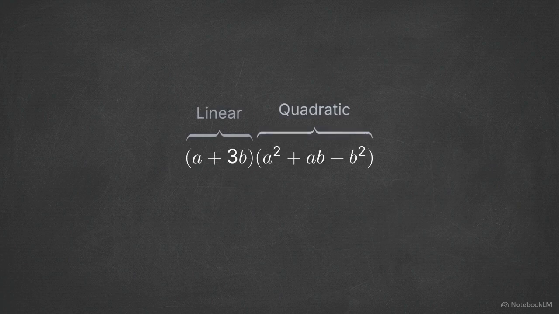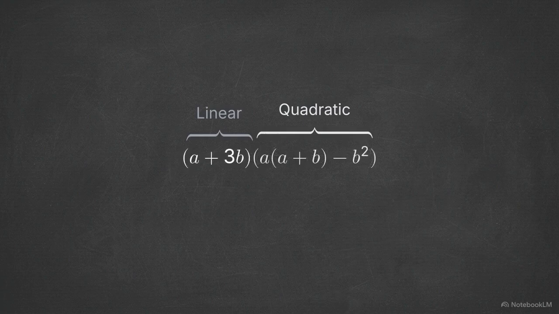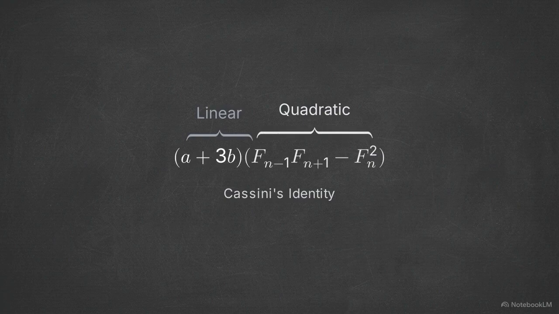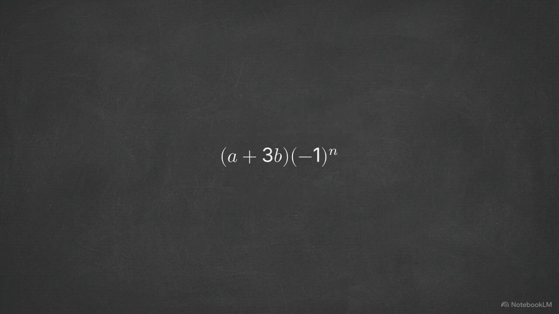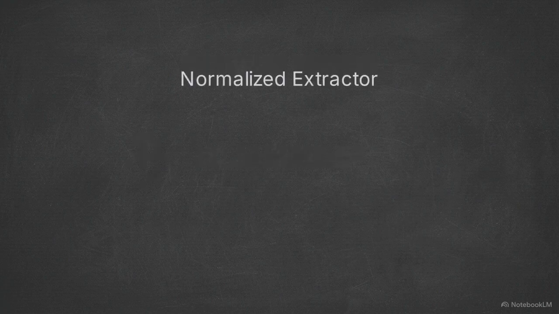We resolve the quadratic portion on the right using Cassini's identity. This rule proves the product of adjacent Fibonacci numbers differs from the square of the middle number by exactly 1 or -1. Because of Cassini's identity, that entire right-hand section of the equation collapses into the alternating constant of -1 to the power of n. We are left with the linear term a plus 3b, which we resolve by mapping it back to the sequence definitions. Algebraically, a plus 3b aligns with the Lucas sequence, translating directly to ln plus 1.